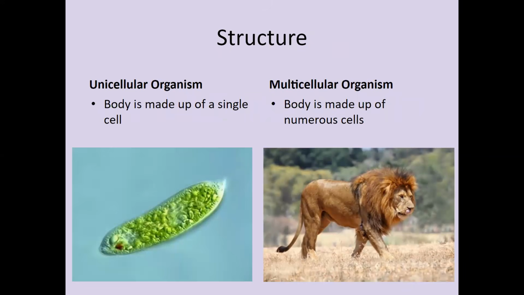So let's compare the structure. Unicellular organisms are going to be found on the left side of your screen, multicellular are going to be found on the right side of your screen. Unicellular organisms, their body is made up of just one single cell. A multicellular organism, their body is made up of numerous cells. So you can tell the difference in these two pictures, the unicellular organism compared to the lion, which is the multicellular organism.